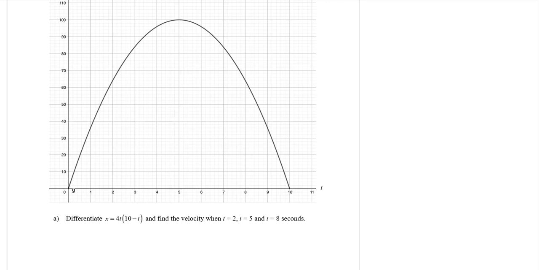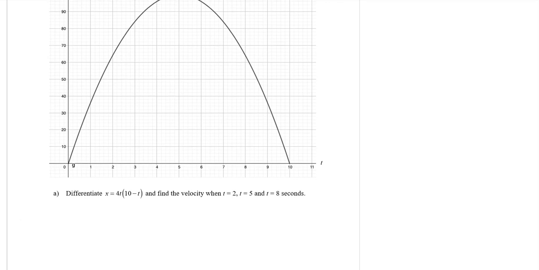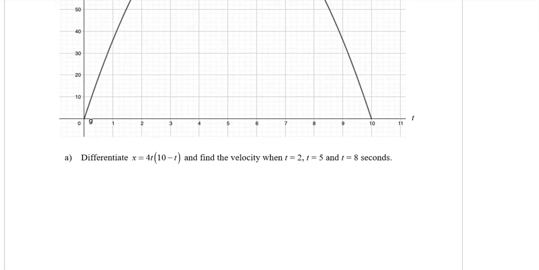So we drew the graph right. Yay. What do we need to find out? It says differentiate our x equation and find the velocity when t equals 2, 5, and 8 seconds. All right, so differentiating.